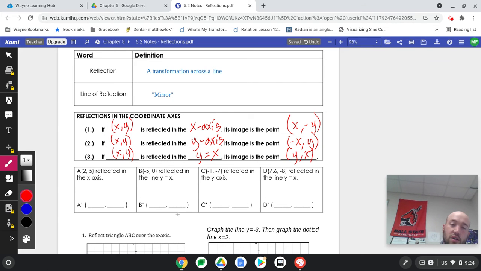So using that knowledge, if we have the point 2, 5, it's reflected in the x-axis, so the x value stays the same, the y value goes to the opposite. The next one, y equals x, so they're going to switch places. The third one, negative 1, negative 7, over the y-axis, the x will change, the y will stay the same. The final one, over the line y equals x, they will switch places. Even though there's a decimal, it's the same exact rule.